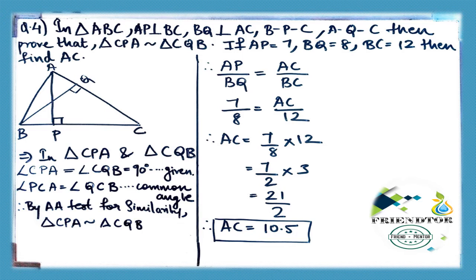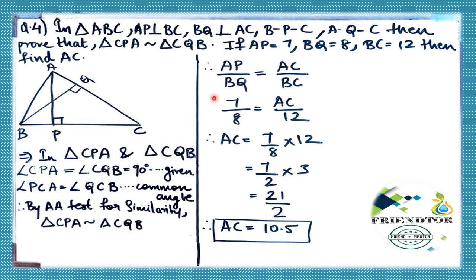So in triangle CPA and triangle CQB, angle CPA is equal to angle CQB is equal to 90 degrees, since BQ is perpendicular to AC and AP is perpendicular to BC, so both are 90 degree angles. Next, angle PCA is equal to angle QCB. Why? This is a common angle. If you see, angle C is common to both the triangles, hence these angles are equal. Reason is common angle. Now by AA test for similarity, we can say that triangle CPA is similar to triangle CQB.